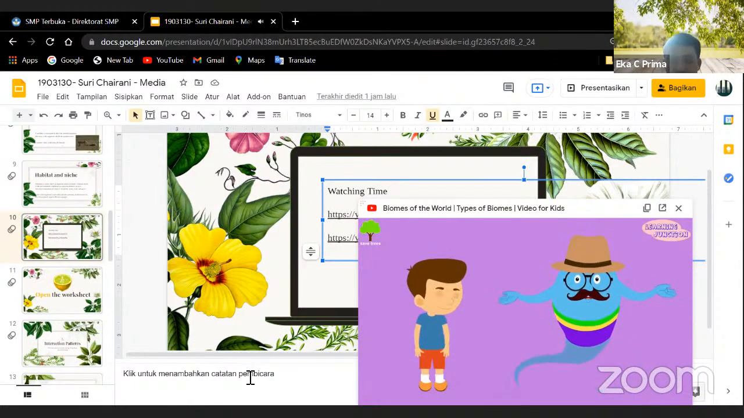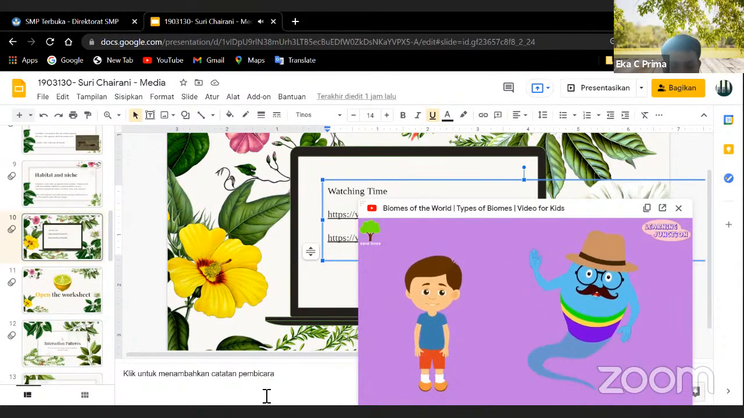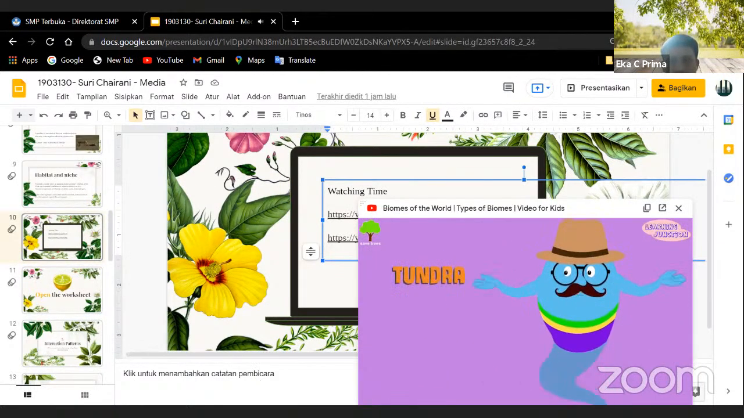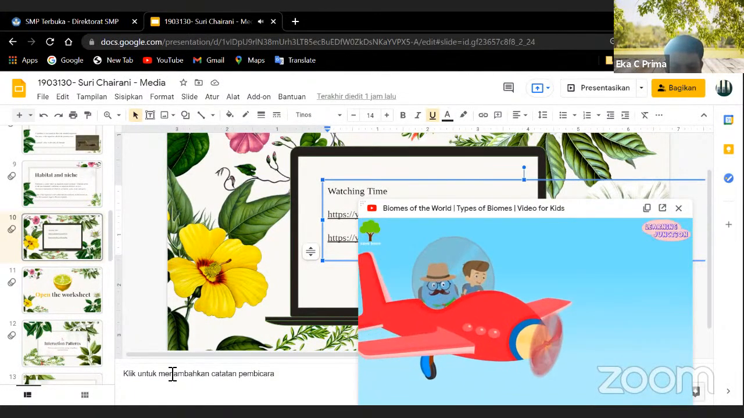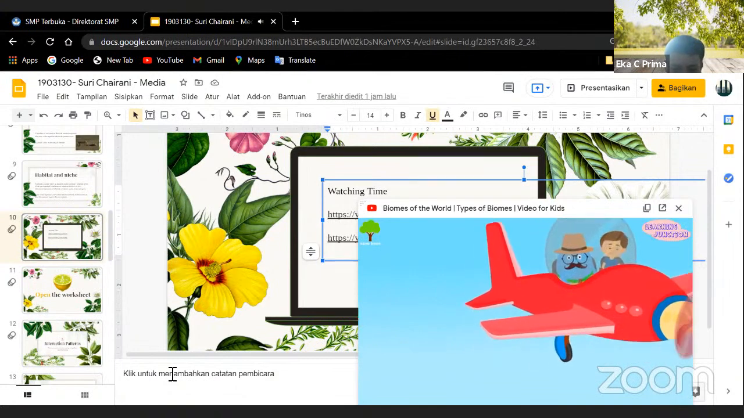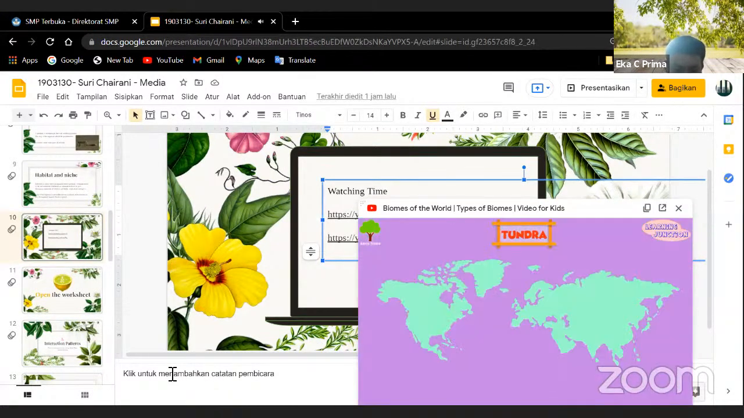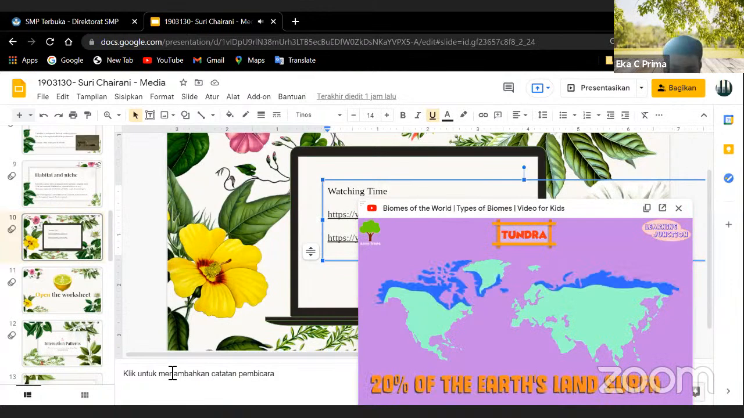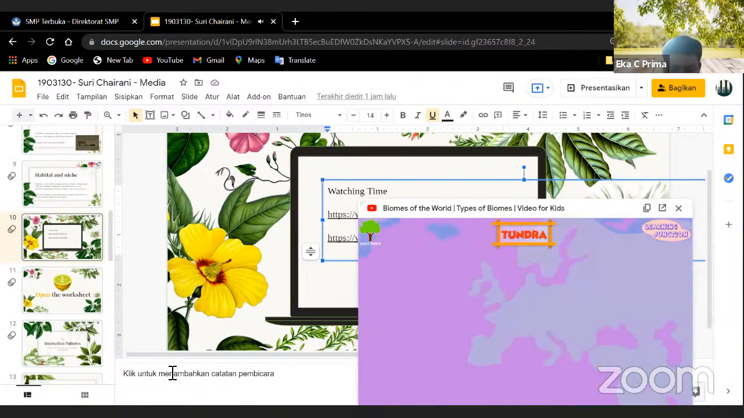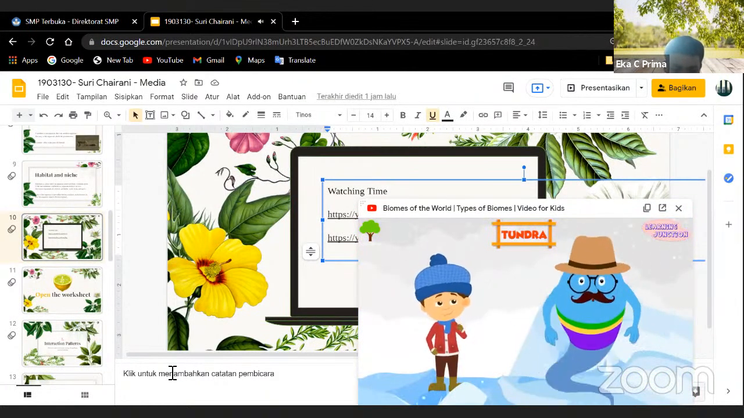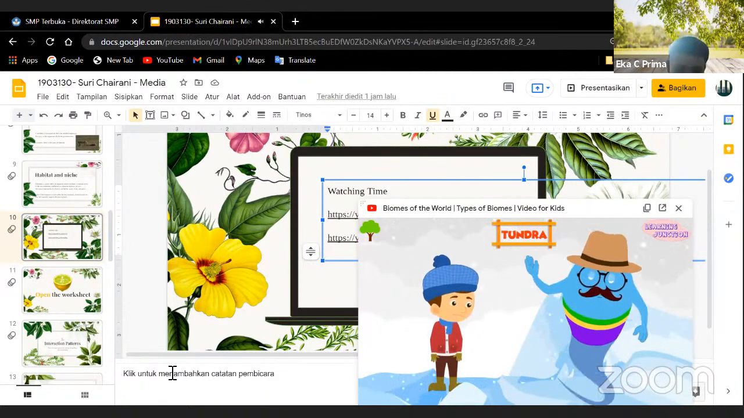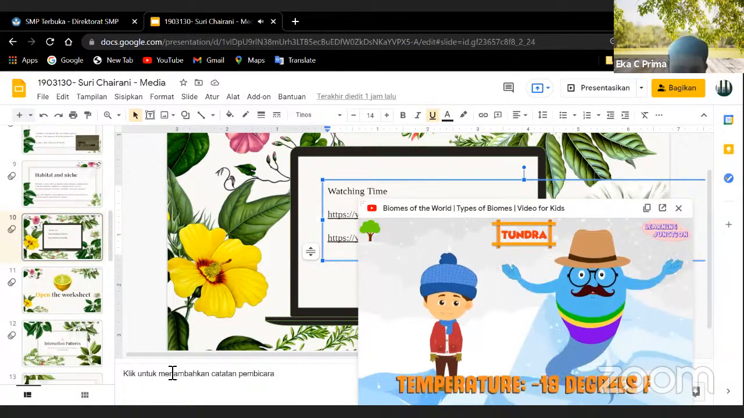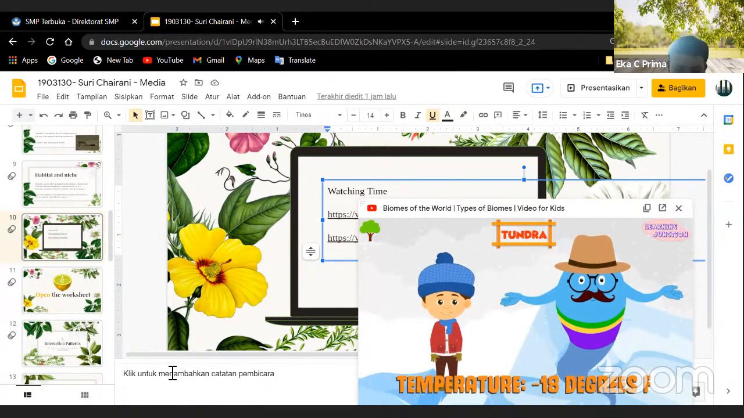A biome is a huge region of Earth that has a certain climate and certain types of organisms. Four major biomes are tundra, forest, grassland, and desert. Let's learn about each one by one. At first, the tundra biome. Around 20% of the Earth's land surface is covered with this biome. The tundra biome is the coldest among all the biomes. The average temperature in the tundra is approximately minus 18 degrees Fahrenheit.